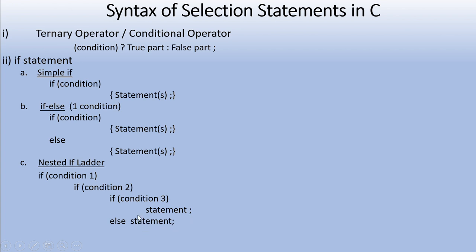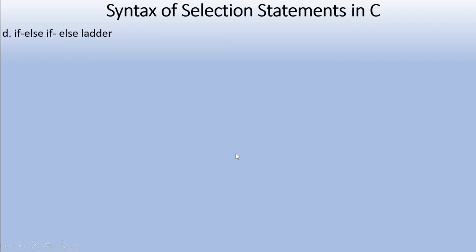This particular statement will be done if condition 1 is true as well as 2 is true but 3 is false. And this particular statement in the else will happen if condition 1 is true but condition 2 is false. So depending upon how you have indented the statements, understanding which statement is performed for which condition can be done easily.